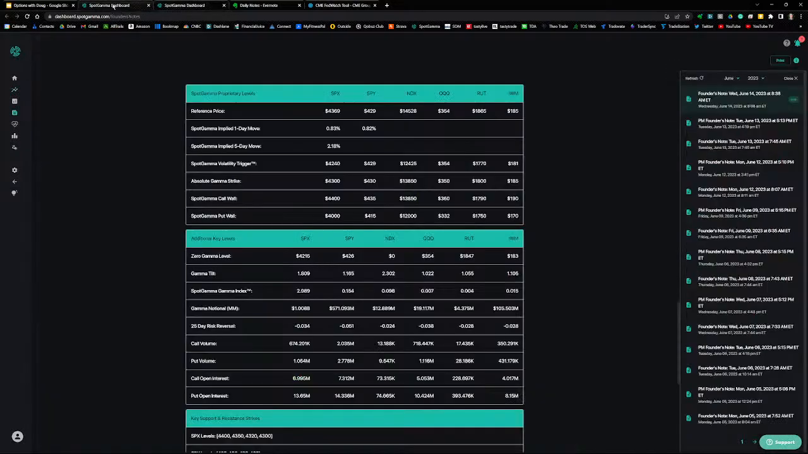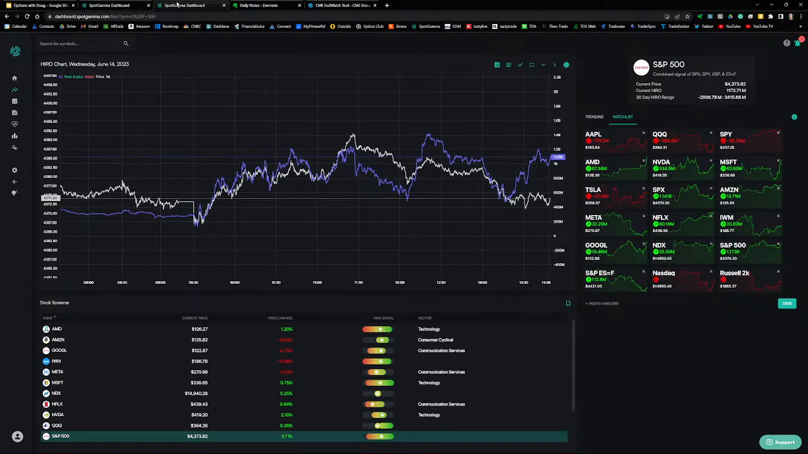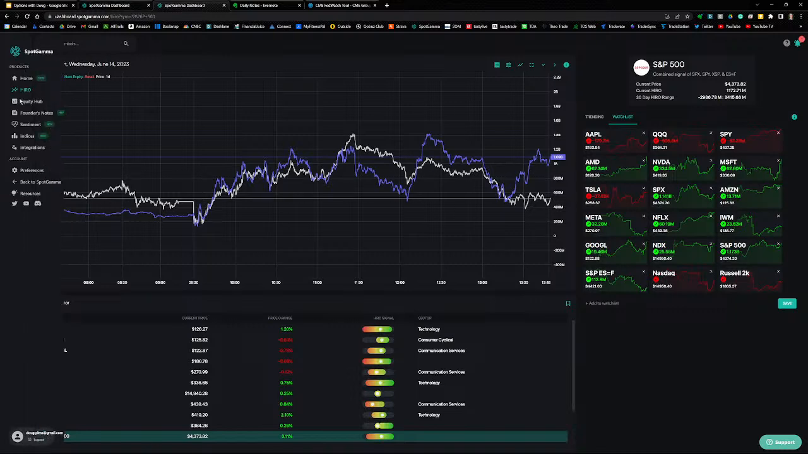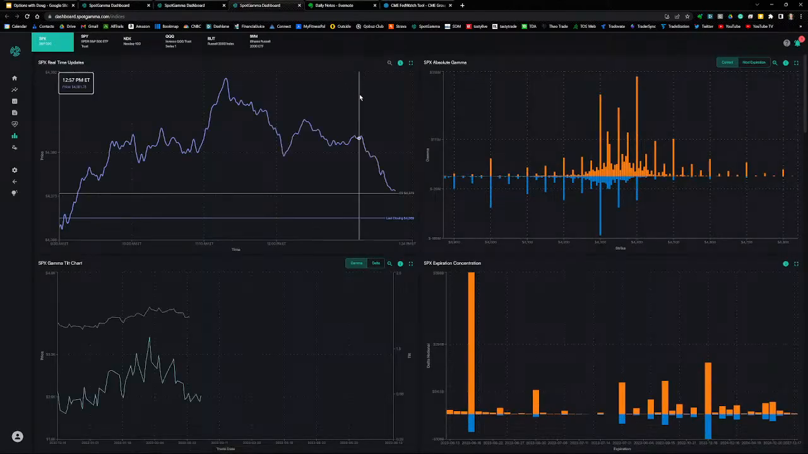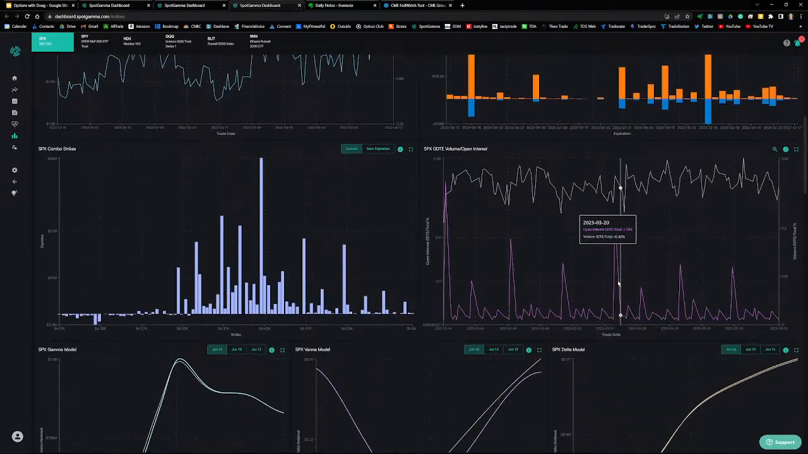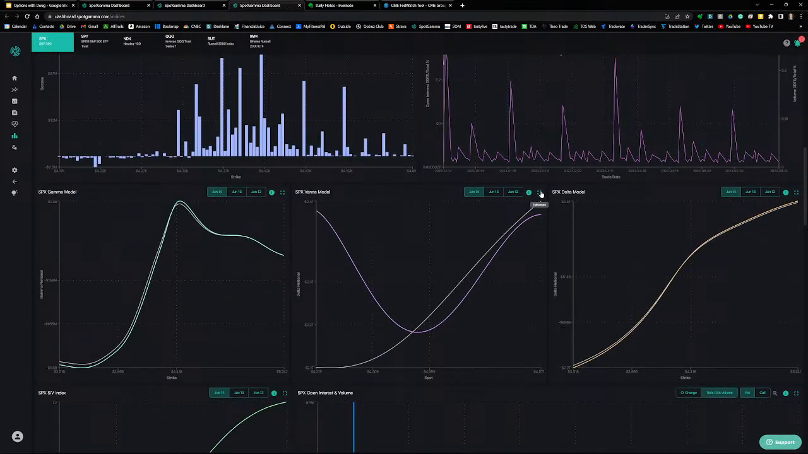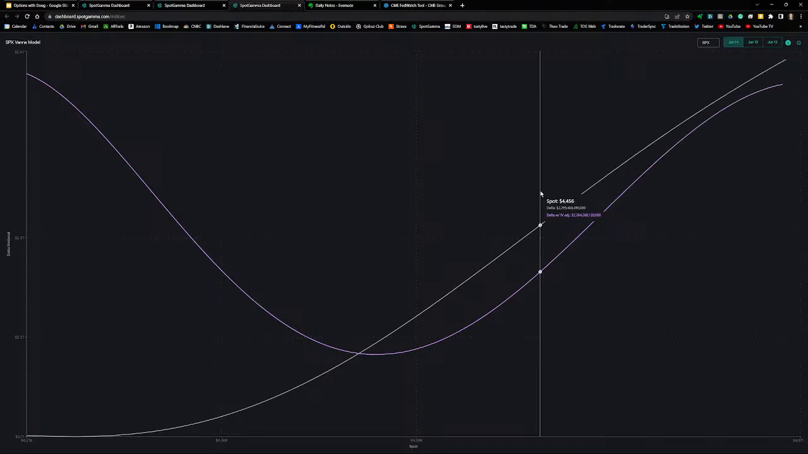I want to take a look at the Vanna model. Oops, wrong chart. Wrong chart again. Maybe I don't have it. Give me just a second. All right, here we go. So this is the Vanna model for SPX. I'll go over this quickly.